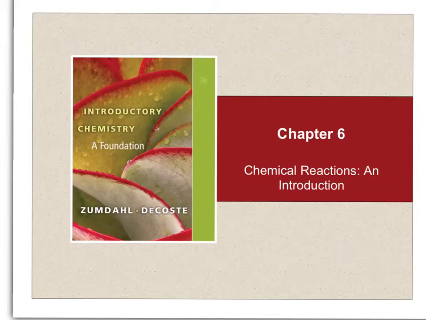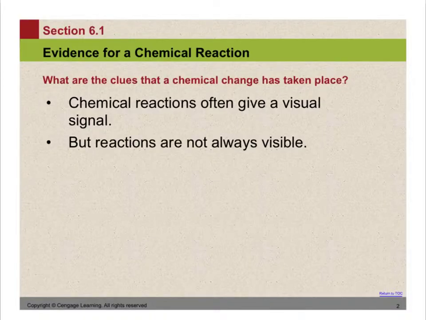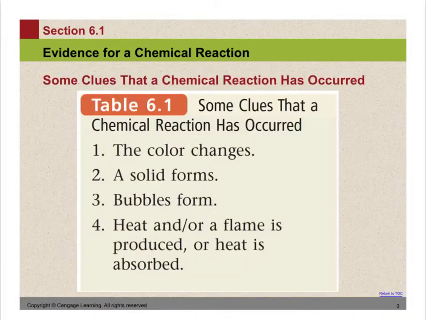Now we're going to start Chapter 6, which is an introduction to chemical reactions. So first, how do we tell if a chemical reaction occurs? Typically you're going to see some sort of visual signs, but sometimes you're also not going to see something visible. And we will go over these next.